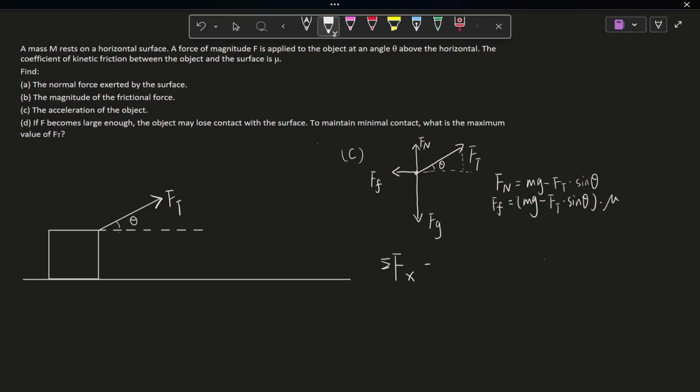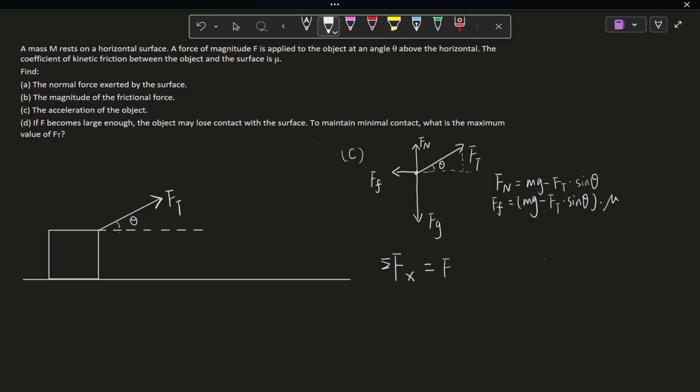Fx is equal to... my suggestion for writing this equation is to always write the bigger force first. For example, since it is accelerating that way, the component here is definitely bigger than Ff. If it were smaller than or equal to Ff, it would not accelerate. If it's equal, it will just remain constant, right? So let's write it down.